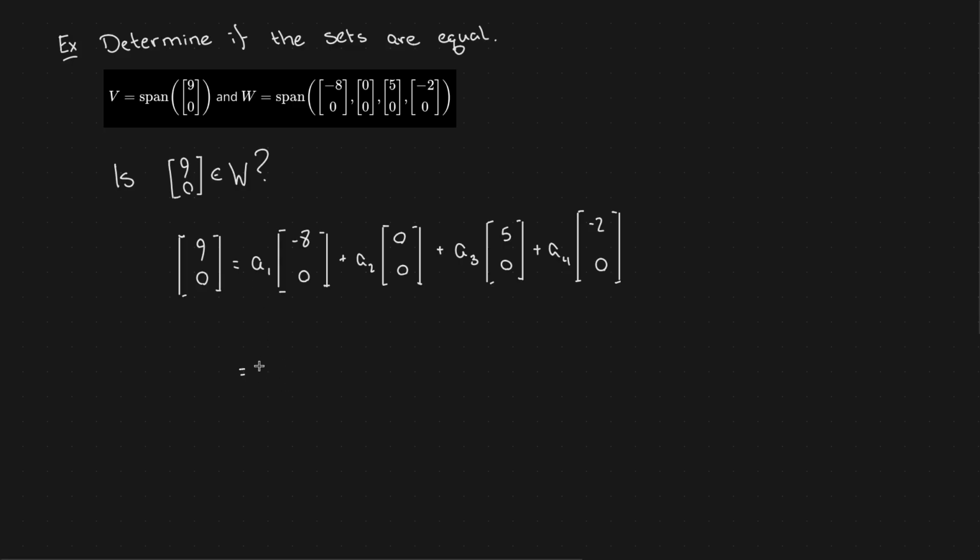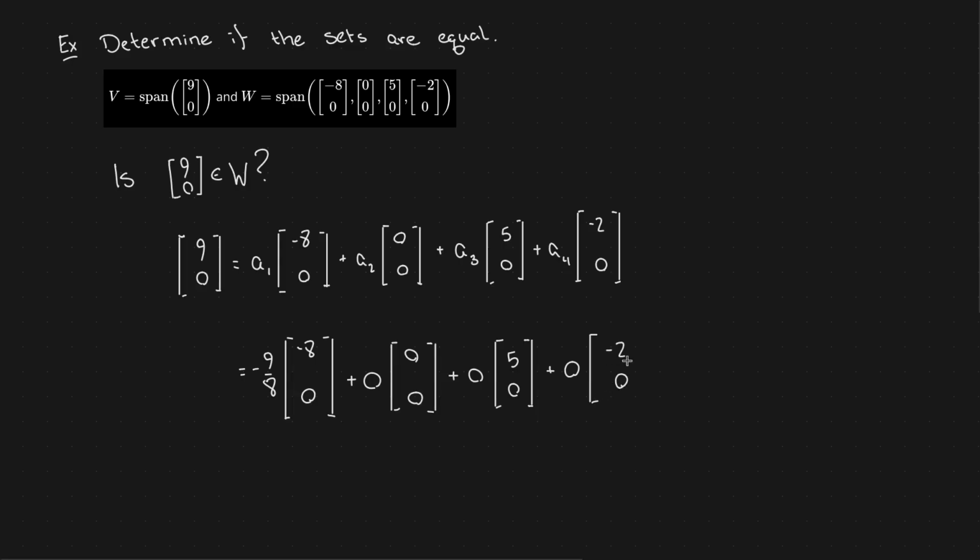If I take A1 and make it into negative 9/8, then negative 9/8 times the vector negative 8, 0 is going to be equal to 9, 0, right? This scalar multiplication is exactly this, which means I can make all of the other scalars here just 0. Okay? And so, hey, checks out. We were able to express vector 9, 0 as a linear combination of these other vectors.